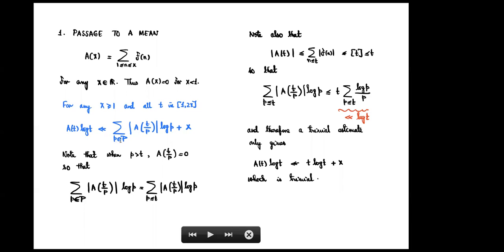But it's convenient to write this as a sum over all prime numbers so that I don't have to put some inequality on the subscript of the summation notation. It is automatically taken care of by the fact that A(T/P) will be 0 as soon as P exceeds T. Okay, so actually it's a finite sum. So there's no infinite sum here, but it's convenient to write it as A(T) log T is less than or equal to the sum of A(T/P) log P plus X.